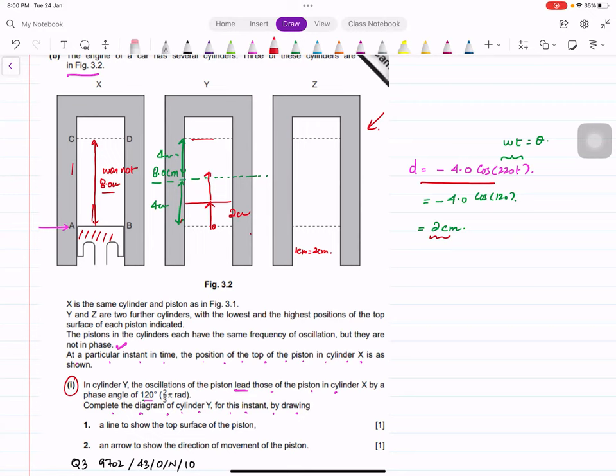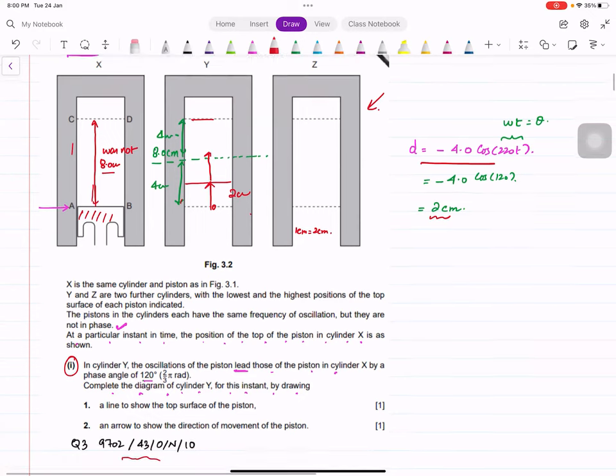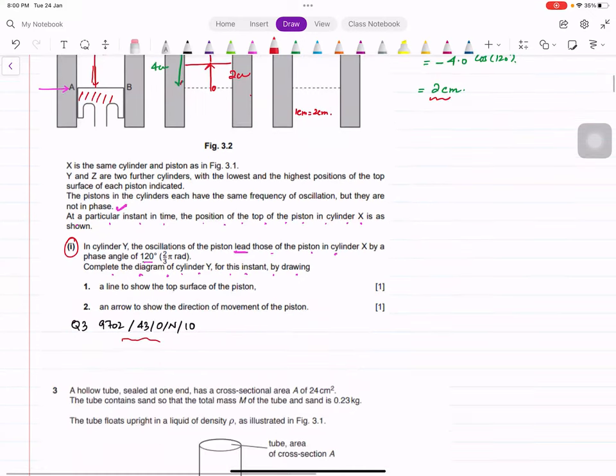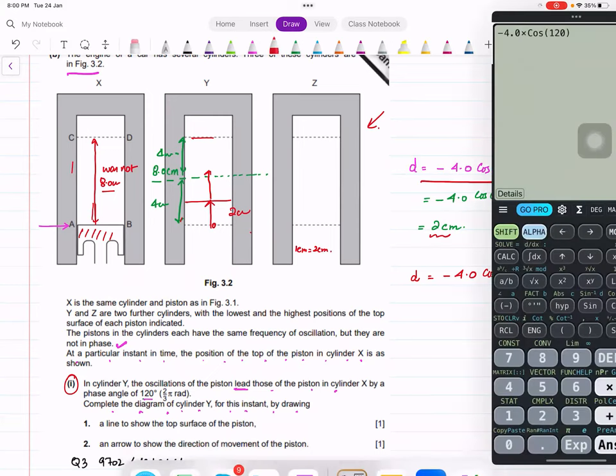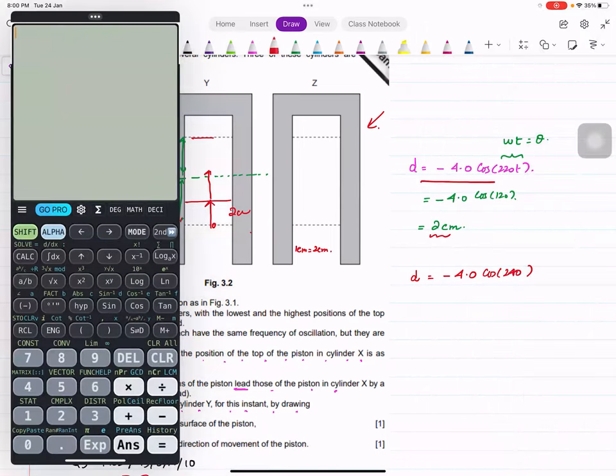But I don't know the exact question, so you can check the question. It says 240 degrees? Okay, then you can just add 240. I think 4 centimeter plus, if you say cosine of 240 degrees. The question was 240. Fine, let's do that. So if it was 240, then it's going to be 4.